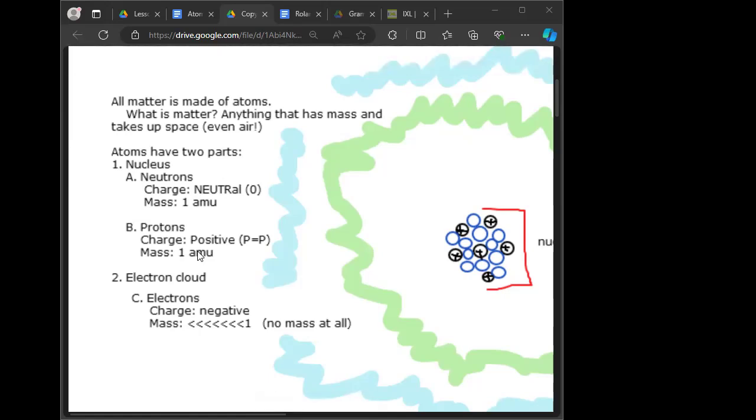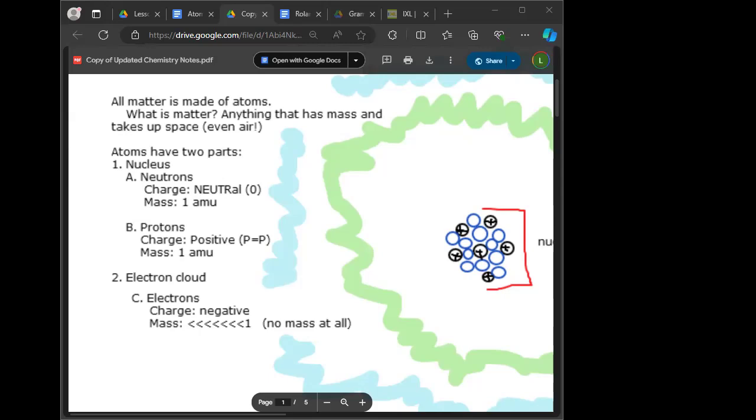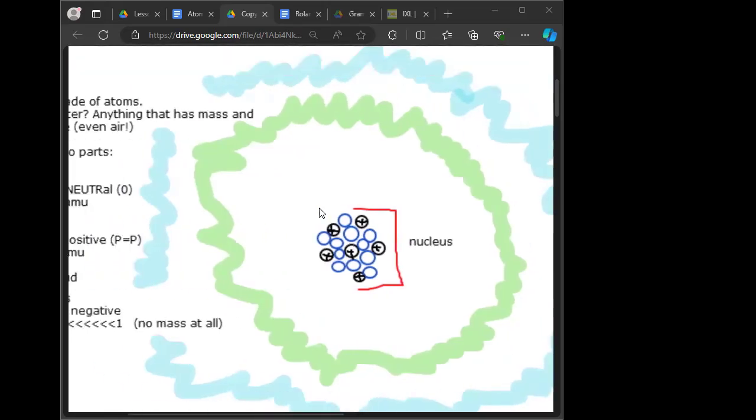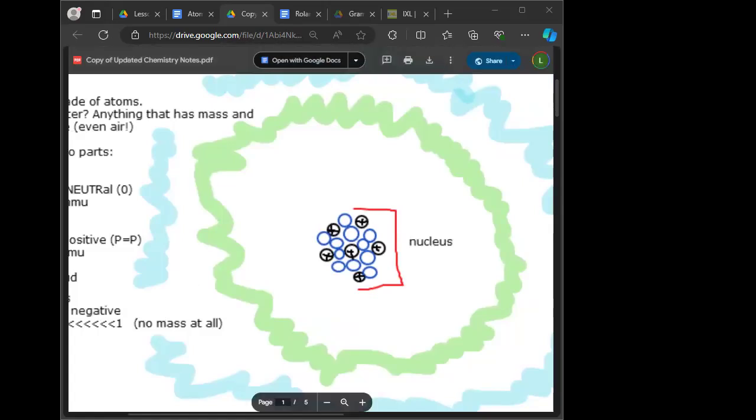Then the electron cloud, we need to know that the electron cloud contains electrons. Electrons are negatively charged, and their mass is so small, so tiny, that we're basically just going to think about it like nothing. Basically the electrons don't really have any mass to them at all. Right, so the protons and neutrons are in the nucleus, and then the electrons are all around the nucleus.